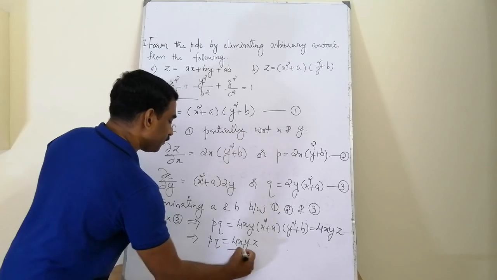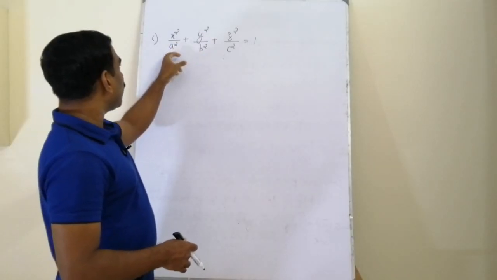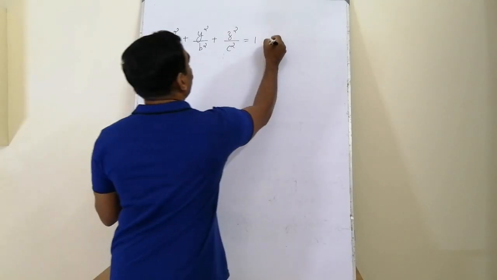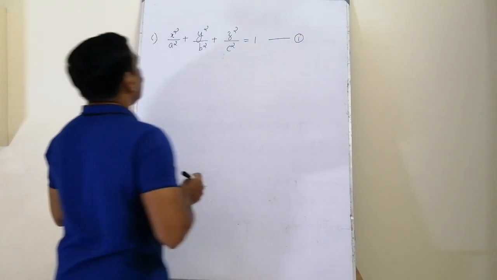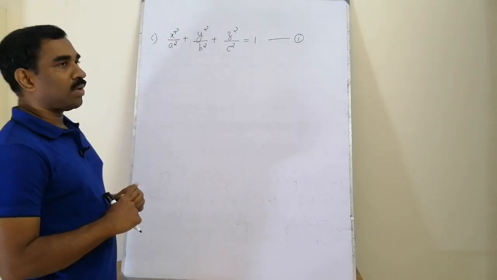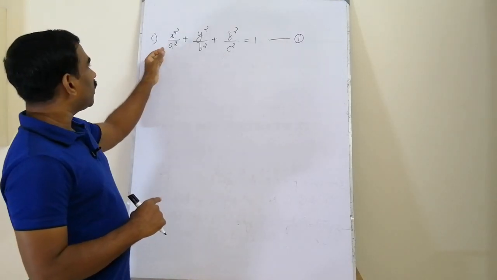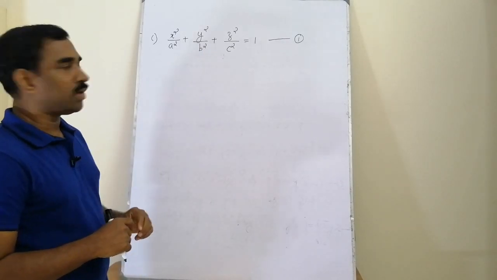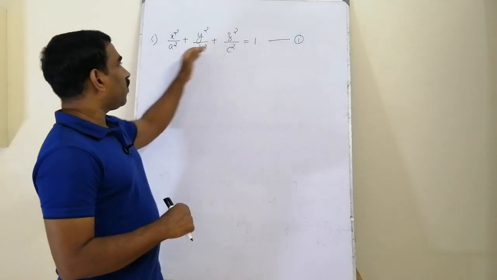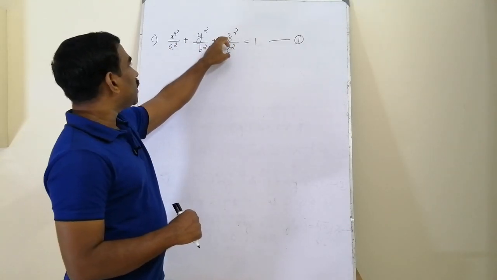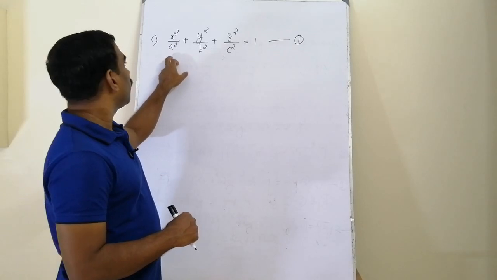Coming to the third part, x square by a square plus y square by b square plus z square by c square equal to 1, and we call it equation number 1. See, this is an implicit relation. Our previous two questions, question number 1 a and b, gave direct values of z as a function of x and y. They are called explicit relations. For differentiation term by term, it is understood that this z is always a function of x and y.